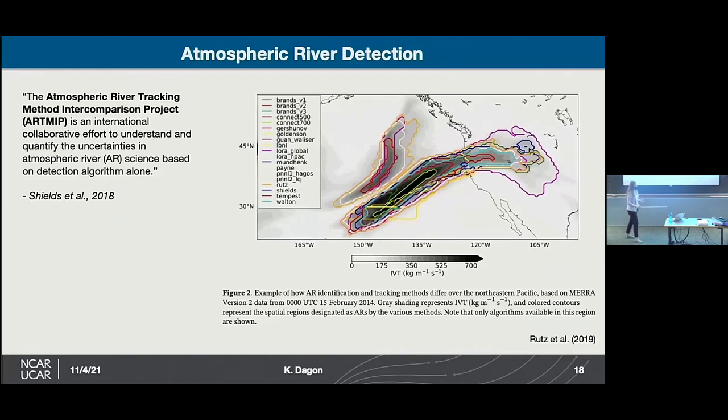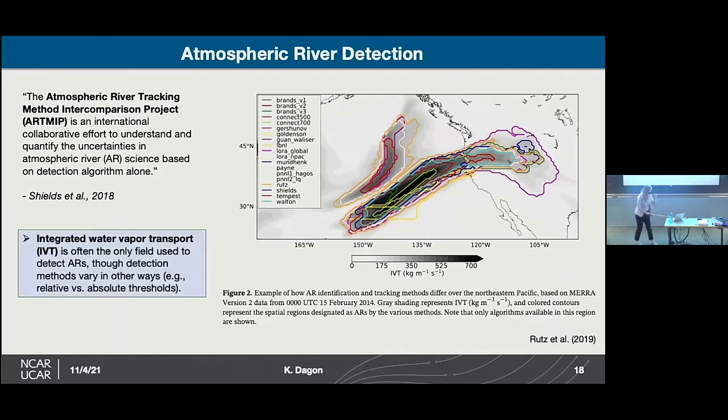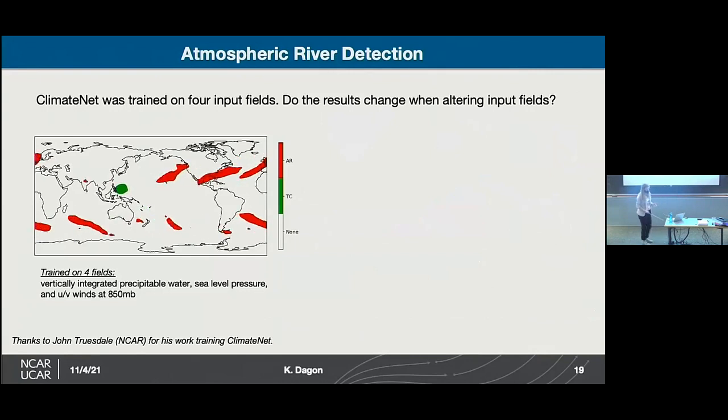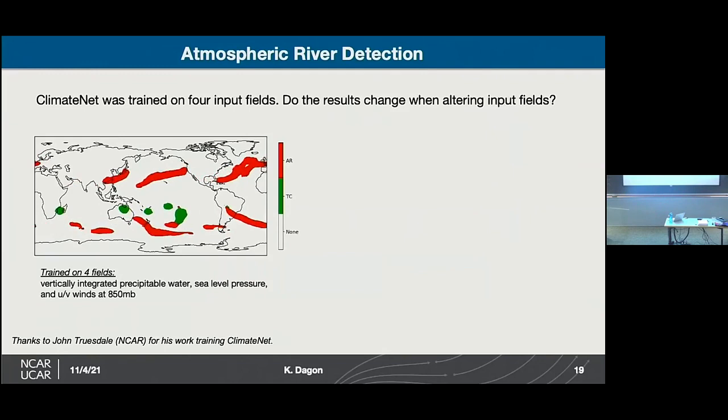So it's not too surprising that they vary. But the point that we pulled out from this was that many of them depend often only on a single field, which is this integrated water vapor transport field, to detect atmospheric rivers. Whereas previously, I was showing something that used 4 different input fields. So our question was, ClimateNet was trained on these 4 different input fields. That includes that vertically integrated precipitable water, but also pressure and winds. And so the question was, what happens when we change the input fields?